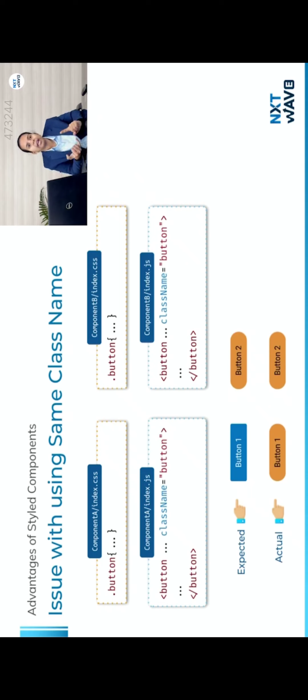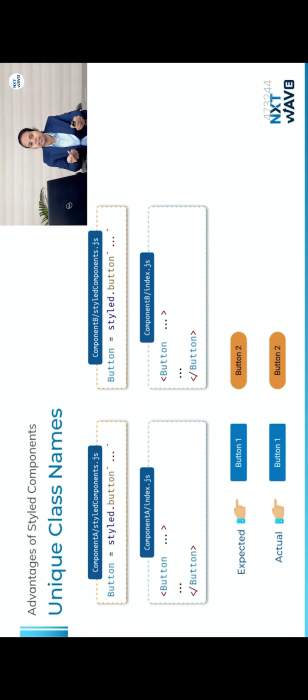The reason is we have made use of the same class name, right? That's the problem here. The same class name, that is button, is being used for both component A and component B. So the class has been overridden and the same styling has been applied for both the components. Here the problem is, we have to ensure that the CSS class name that we provide is unique across all the components, across all the .css files. Whereas in case of style components, we need not worry about that, because the style components itself will generate unique class names.